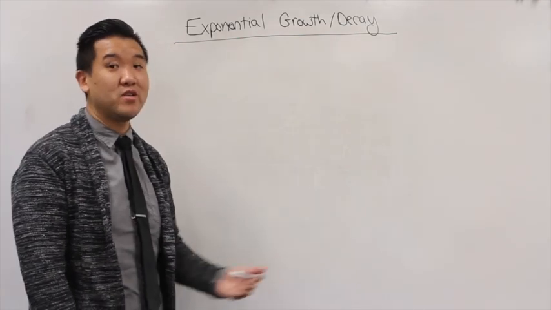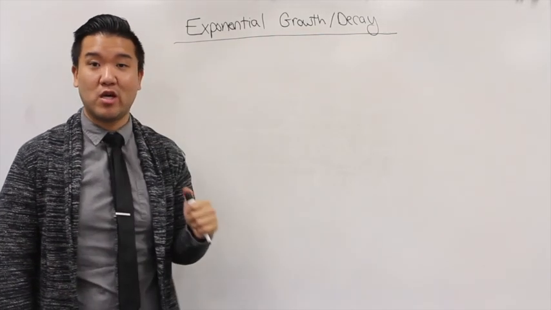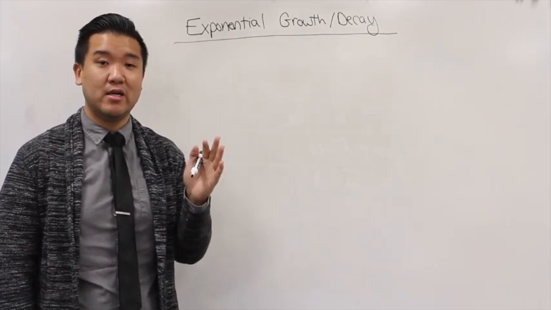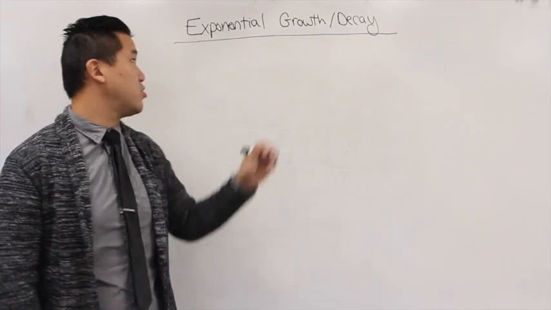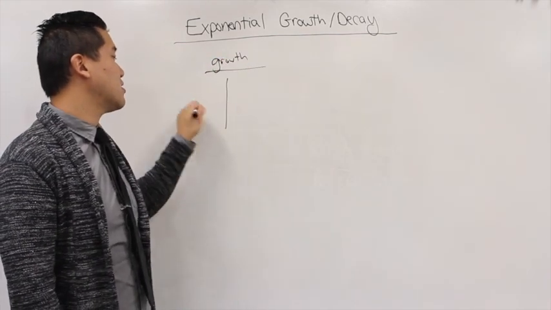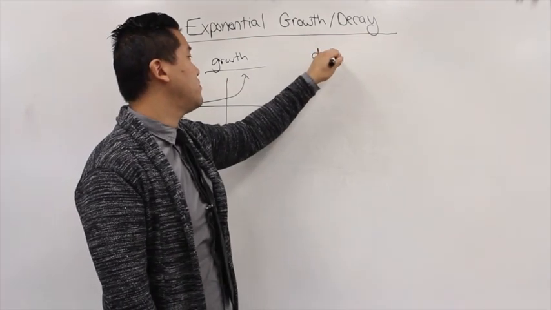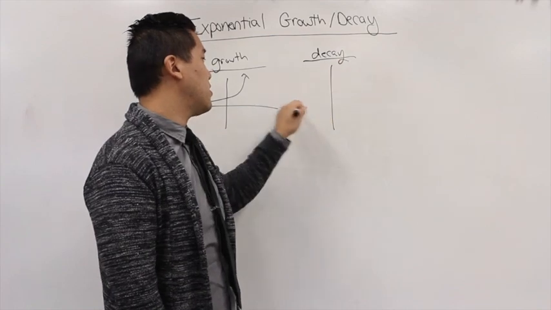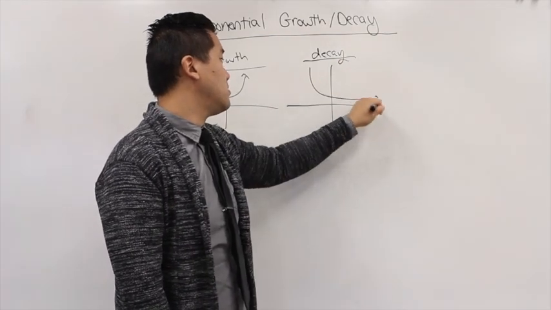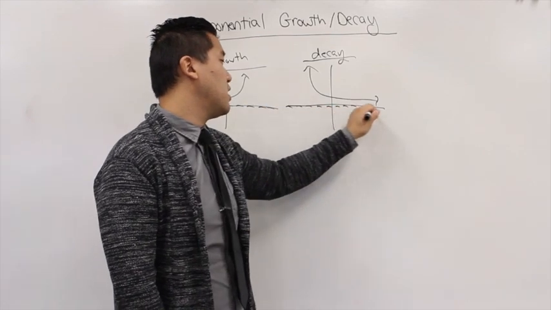Exponential growth and decay is probably one of my favorite lessons and topics because you can apply it to pretty much everything in life. So exponential growth, exponential decay. In my last video we talked about what the graph looks like. For growth, your graph looks like this, going up. For decay, think about your graph going down. And there are horizontal asymptotes there. These are your parent functions.